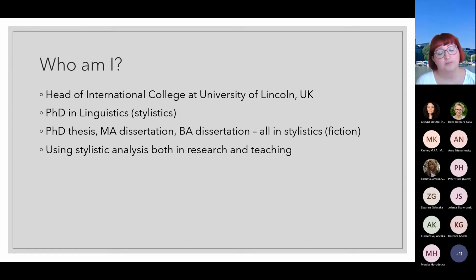The other reason why I'm talking about it today is because I use stylistics and this approach both in my research, so I try to be research active and do different things, and also in teaching, because I teach, like I said, academic writing and academic study skills, what we call EAP, English for Academic Purposes. And I use a stylistic approach, this way of looking at texts, in both.